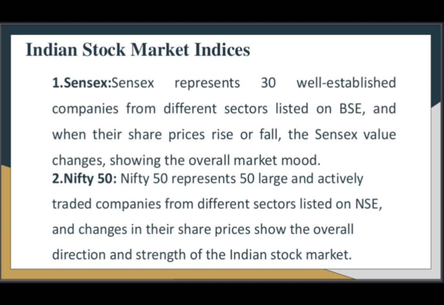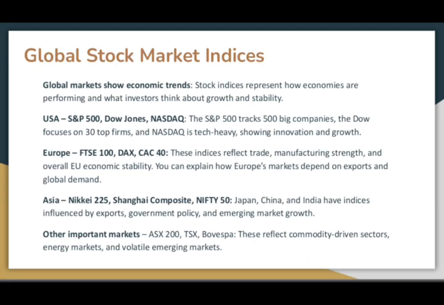The next one is Nifty 50. Nifty 50 represents 50 large and actively traded companies from different sectors listed on NSE. Since it includes 50 companies, it gives a broader picture of the Indian stock market compared to Sensex. When most of these 50 companies perform well, Nifty goes up, and if they perform poorly, Nifty goes down. So, Nifty 50 reflects the overall direction and strength of the Indian stock market.